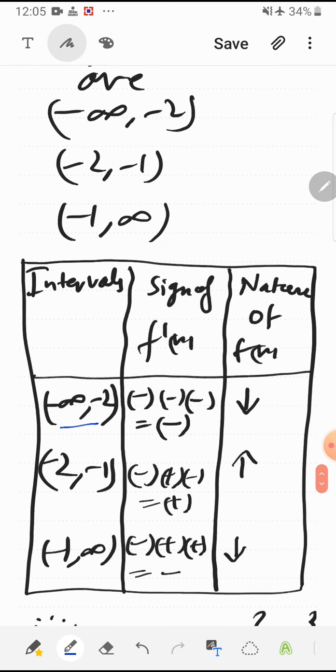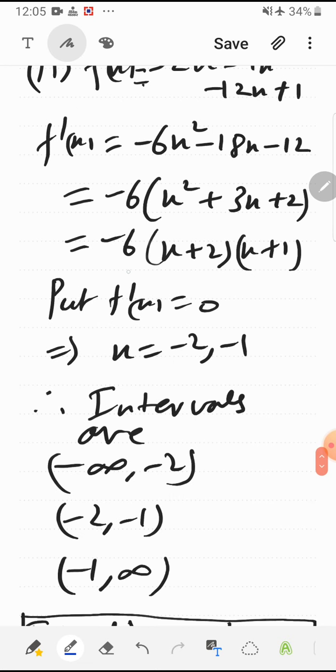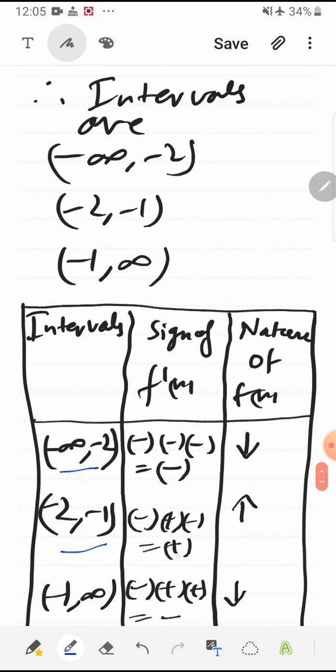For the next interval I am picking, say, minus 1.5. Minus 1.5 we have put here, 1 is negative, minus 1.5 plus 2 is positive, and minus 1.5 plus 1 is negative. So that means overall it is positive, minus plus minus, the product of that, and it is increasing.